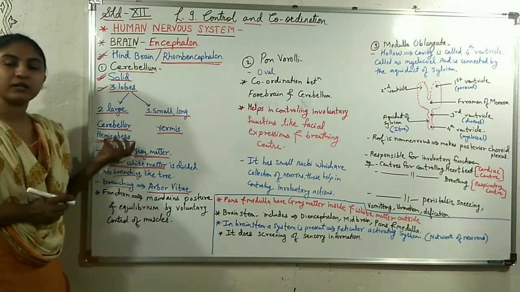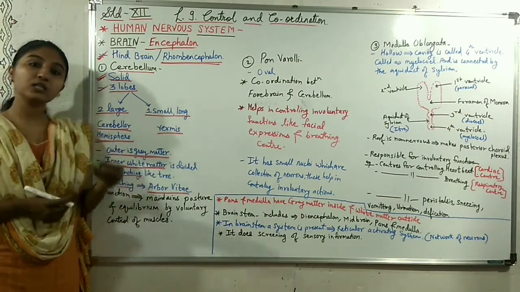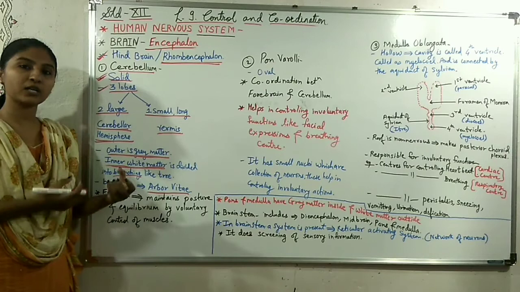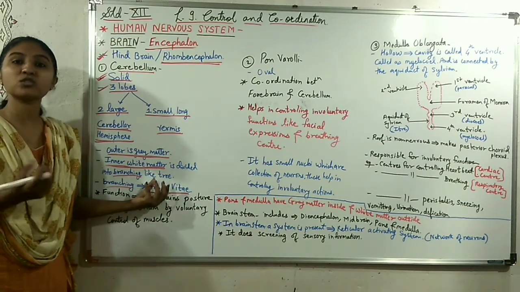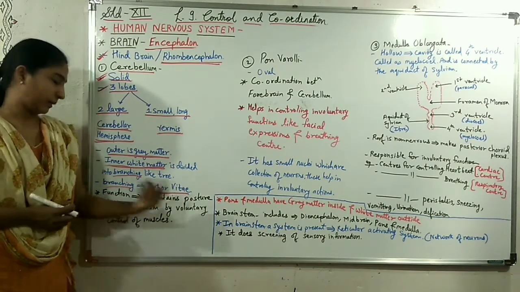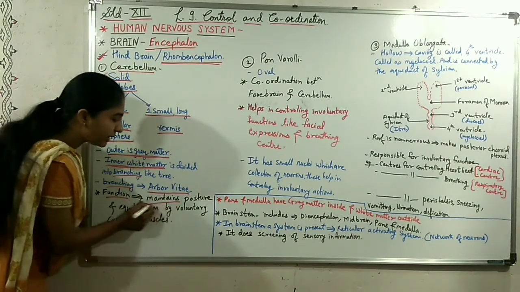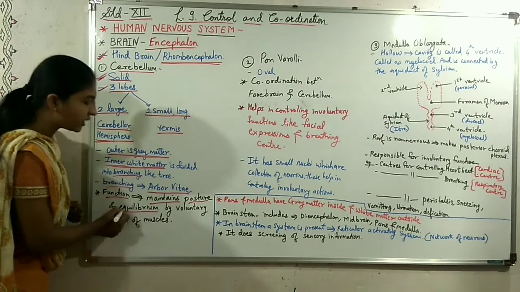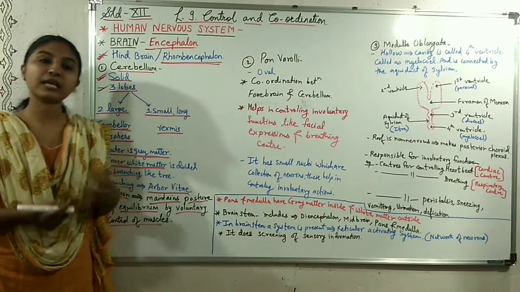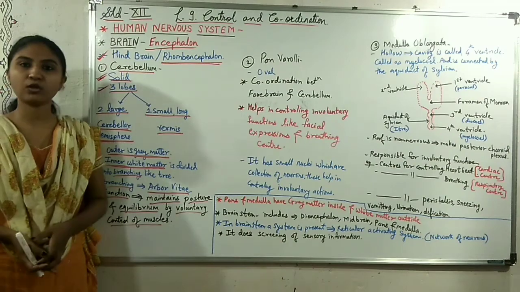So in the cerebellum, the outer matter is grey matter and the inner matter is white matter. This white matter is branched just like the branches of a tree, and these branchings are called arbor vitae. The function of the cerebellum is that it maintains posture and equilibrium by controlling the voluntary action of muscles.